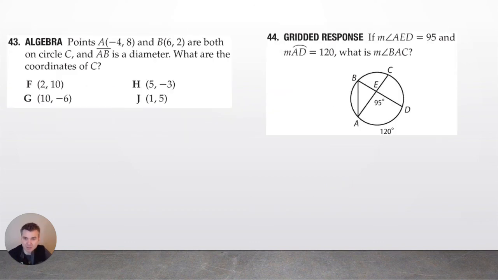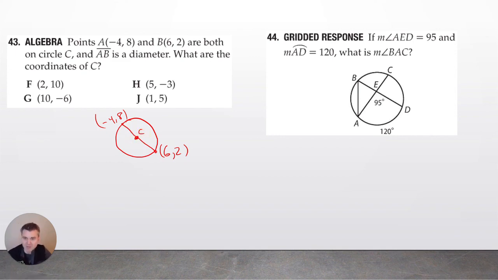43, we had to say that point A and point B are on circle C and AB is the diameter. And then we had to find the coordinates of C. Okay, so I like to draw myself a little picture. A is at -4, 8. B is at 6, 2. And I know C is the center. I know this is the diameter, so it's right here. So in other words, C is just the midpoint.